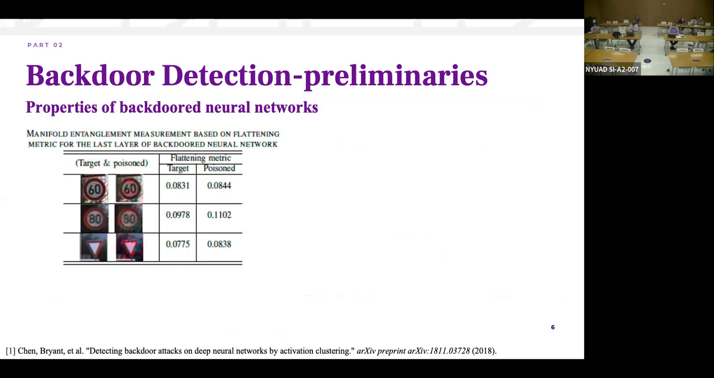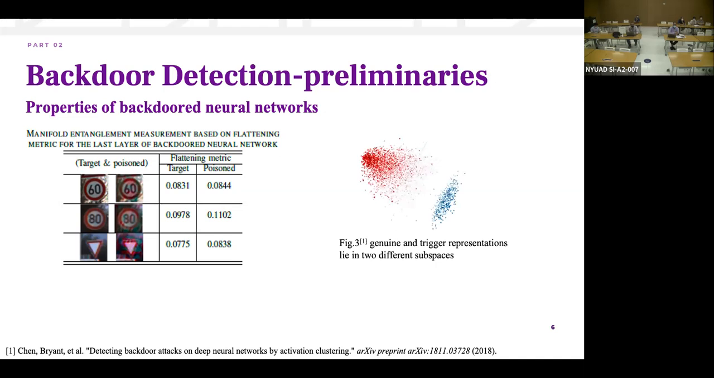And then we analyze the properties of the backdoor neural network in a similar way. We first calculate the flattened matrix for both the target and poison data sets, and we can see this matrix is also very small, indicating that they are almost flattened at the last layer. We plot some of the representations at the last layer from the clean and the poison data, and it shows that they lie in two different subspaces. So our second observation is that the genuine data and the poison data approximately lie in two different linear subspaces.